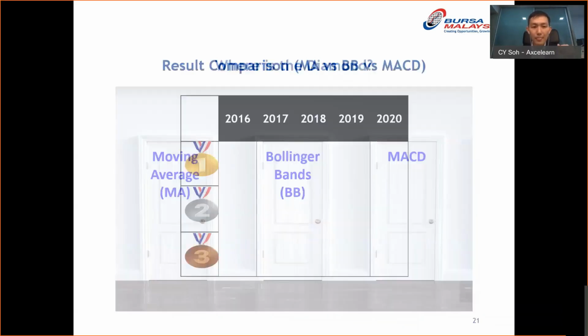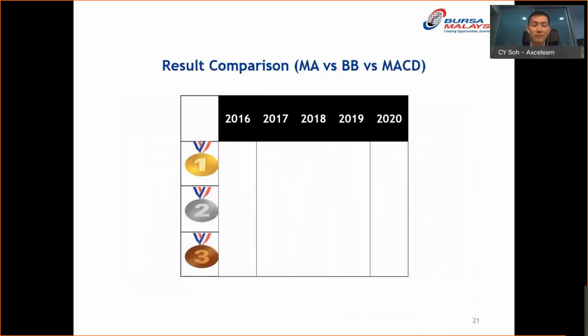Now, let's look at the result comparison by first placing, second placing, and third placing. Let's say for year 2016, if you chose the moving average, then congratulations. The moving average performs the best in 2016. Now, if I were to give you another choice, would you want to switch to moving average, Bollinger Bands, or MACD? I give you a quick moment to decide whether you're going to switch.